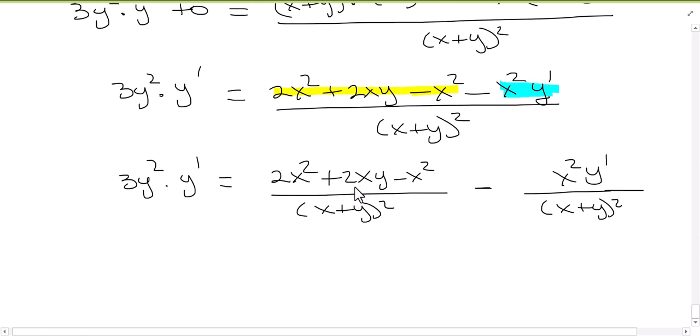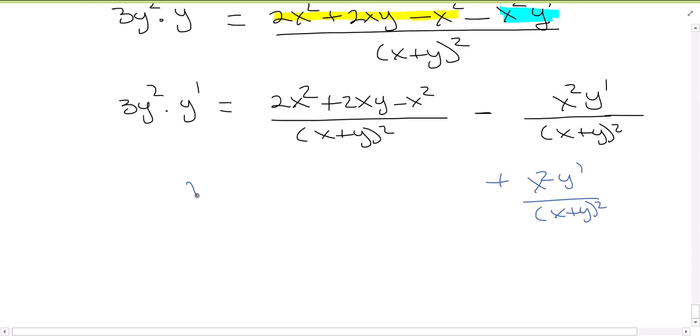The reason that I do that is because then I've separated the y prime term, but notice that I still have the same denominator. So if I wanted to put them back together, same denominator, combine the numerators, and I get the same thing. So now though, I get to add this term to the other side.